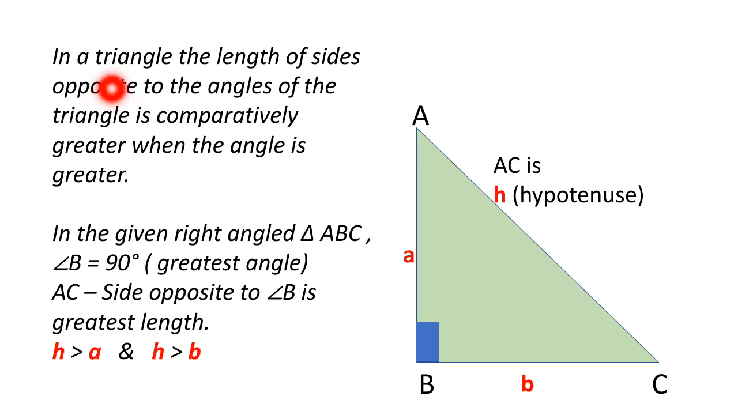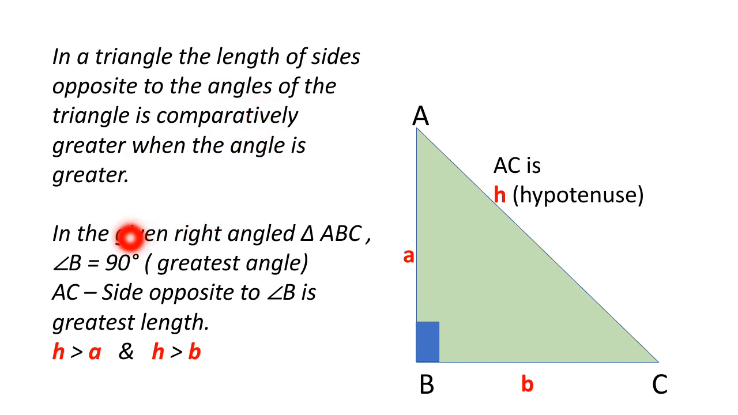In a triangle, the length of sides opposite to the angles of the triangle is comparatively greater when the angle is greater. That means if the angle is greater, then the side opposite to this angle will be greater.